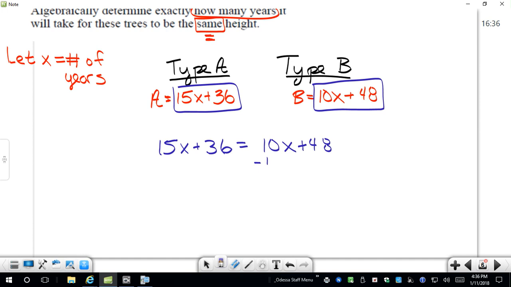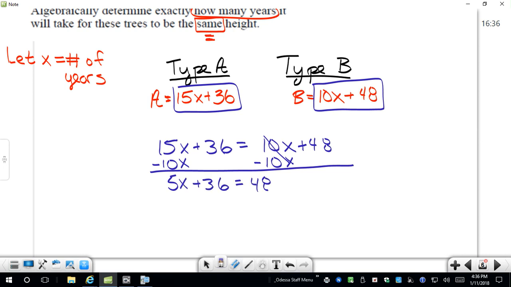All right. So most of us are going to probably get our x's to the same side first. I'm going to subtract 10x over to the left side so I don't have to deal with any negative x values. So I'm going to get 5x plus 36 equals 48. I'm going to go ahead and subtract 36 from both sides, a little reverse PEMDAS.